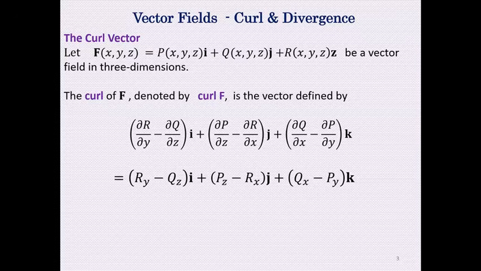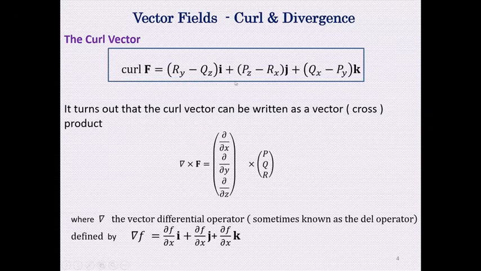Given a vector field F with component functions P, Q, R, the curl of F, which is itself a vector field, is given by this rather complicated formula involving the partial derivatives of P, Q, R.